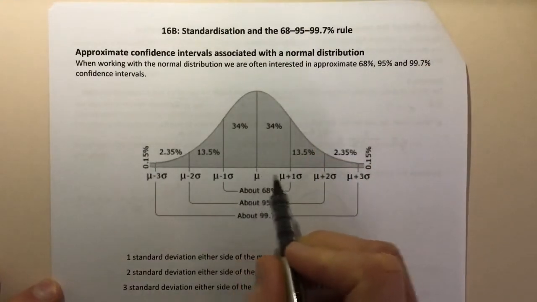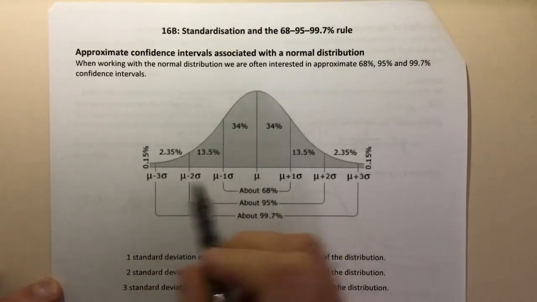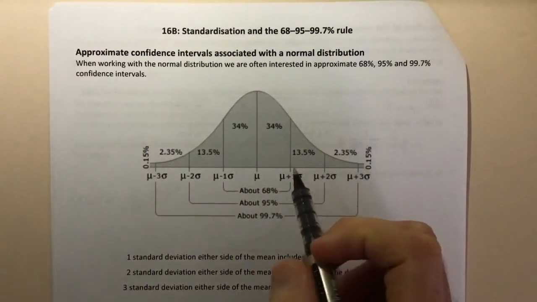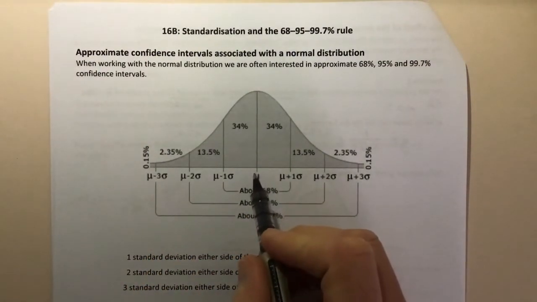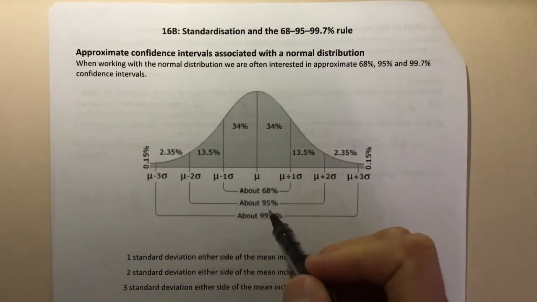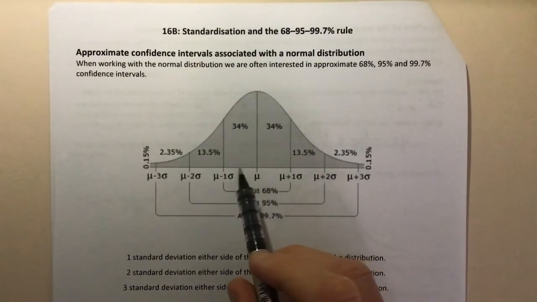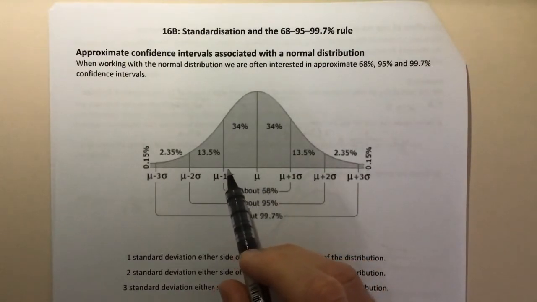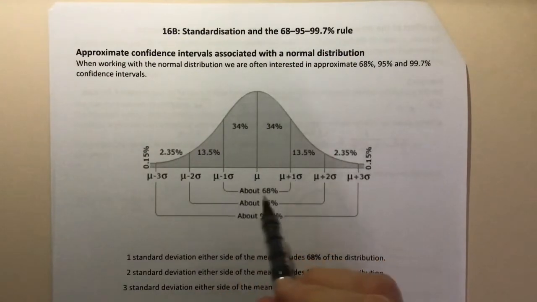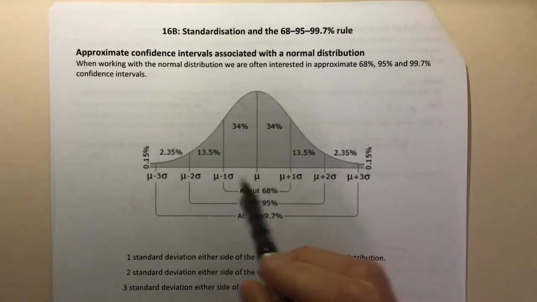And then we've got these markings. We've got 1, 2, 3 markings above the mean and 1, 2, 3 markings below the mean, and they're evenly spaced out. What these markings represent is the mean plus or minus a whole number multiple of the standard deviation. If you go from one standard deviation below the mean to one standard deviation above the mean, this rule approximates that you've got about 68% of the distribution between those two numbers.